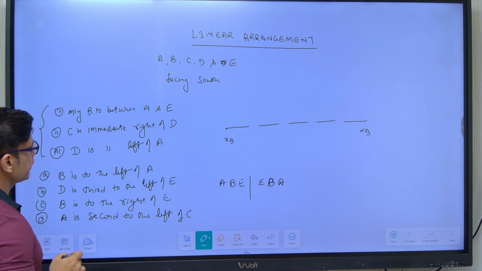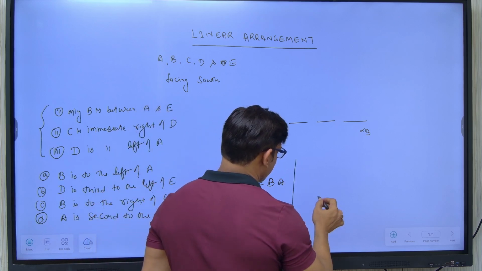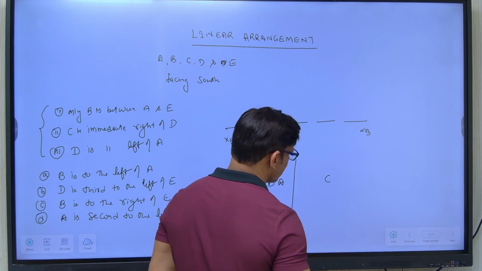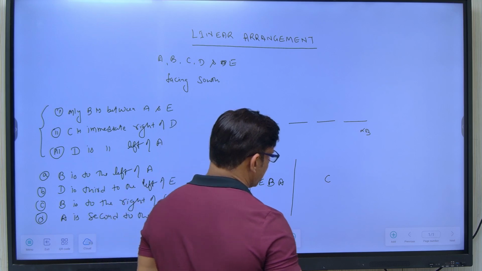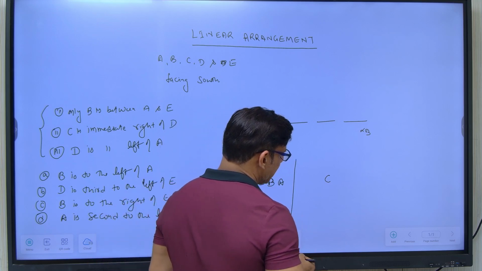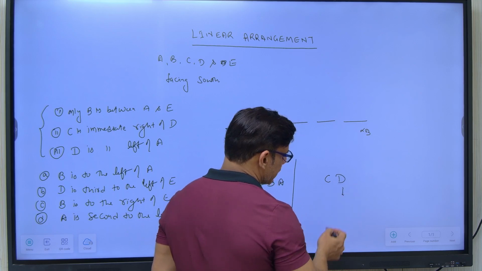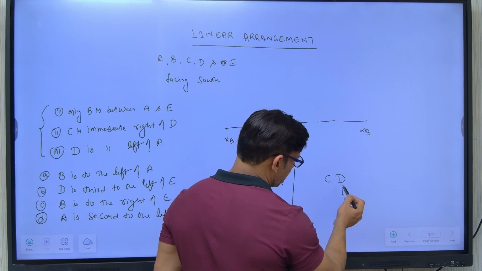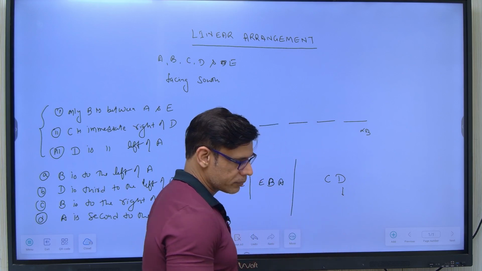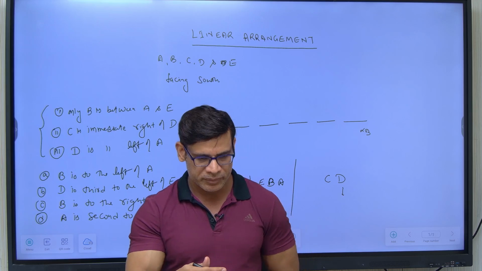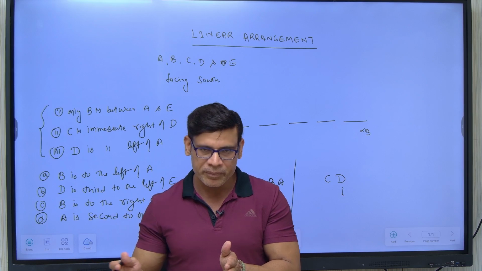Then C is to the immediate right of D. That is the second part. Now they are facing south and they say C is to the immediate right of D. So where will D be? D will be here. Understand, someone is facing south, so D is here and facing south. C is to the immediate right of D. If I am facing south, this is the south direction, and I am D, then to my right will be C. This is my right.